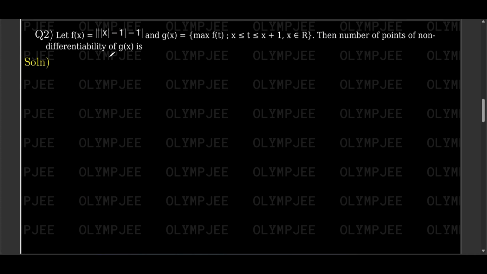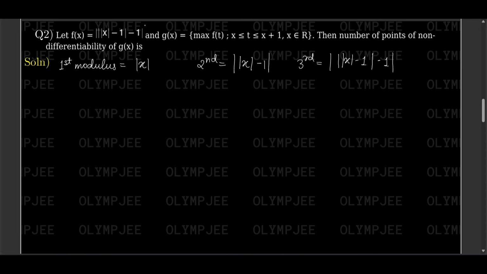This is also a very nice question. It says let f(x) be, so we have three moduluses, right? First modulus is modulus of x. Second is modulus of x minus 1. Third is modulus of x minus 1 minus 1, right? So we have three layers of moduli, and g(x) is defined as max of f(t), where t is between x and x plus 1, where x is a real number. So we have to find the points of non-differentiability of g(x).